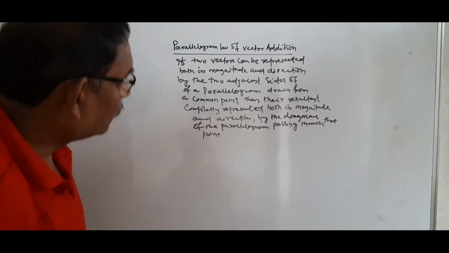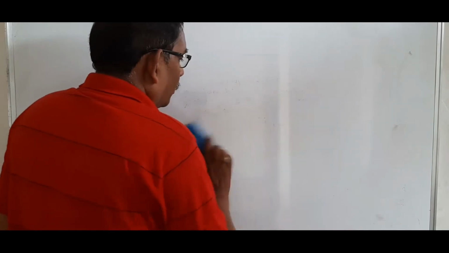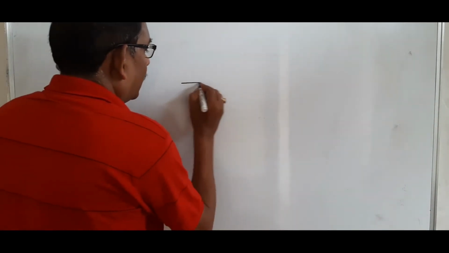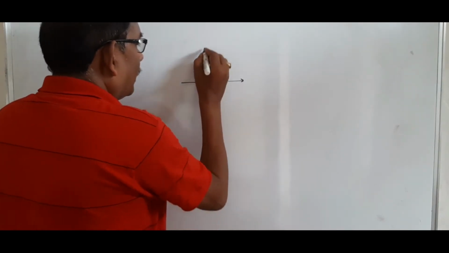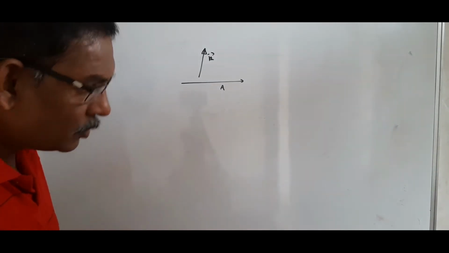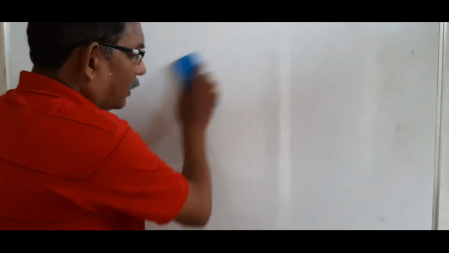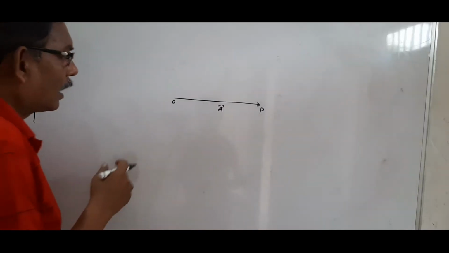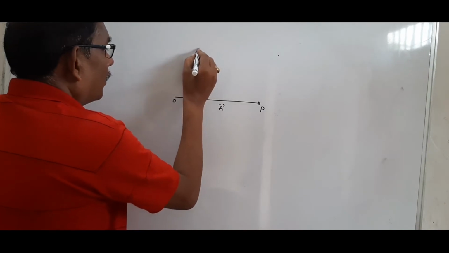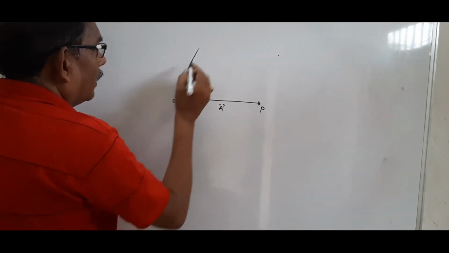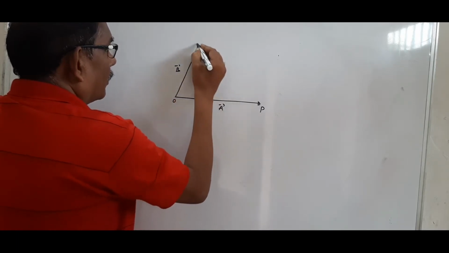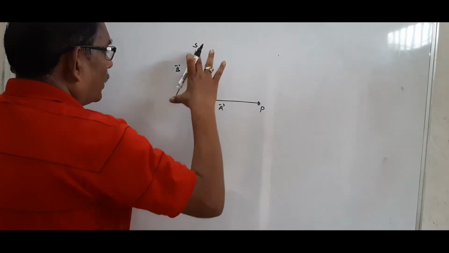Okay, so now we are going to add two vectors. It is vector A, it is vector B. Now how to add these? Look here. Now take OP, it is your vector A, and it is your vector B, it is your S, OS equal to B.